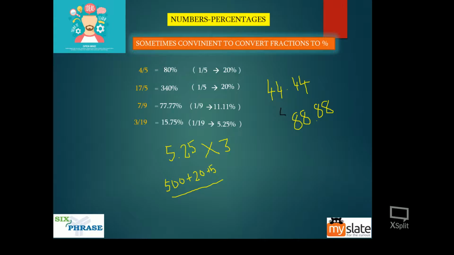Now multiply 3 into 500, 1500. 3 into 20, 60. 3 into 5, 15. So what is 1500 plus 60 plus 15? It is 1575. Now, because we have decimal points after 2 digits, it is 15.75. So, did you know how you got 15.75? Yes.